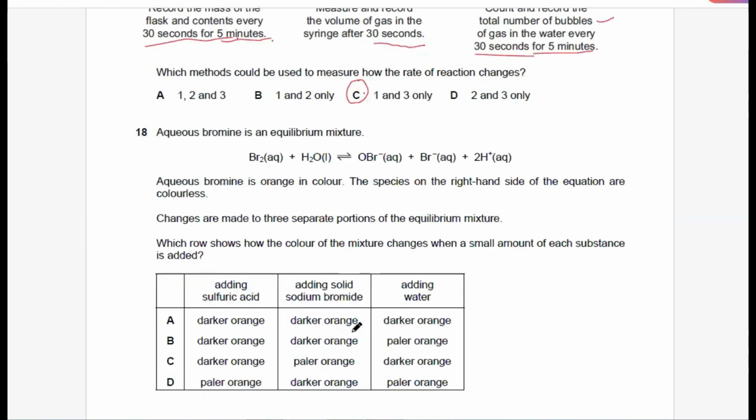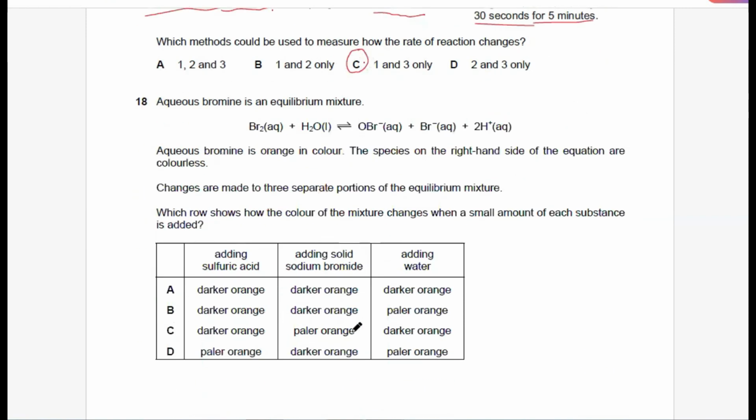Now question number 18: aqueous bromine is an equilibrium mixture. Aqueous bromine is orange in color. The species on the right-hand side of the equation are colorless. This one is orange while these are colorless. Changes are made to three separate portions of the mixture. Which row shows how the color of the mixture changes when a small amount of each substance is added?